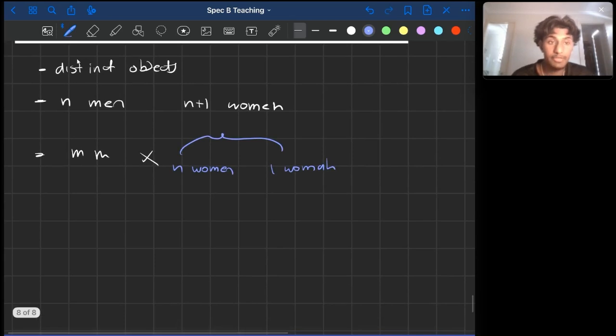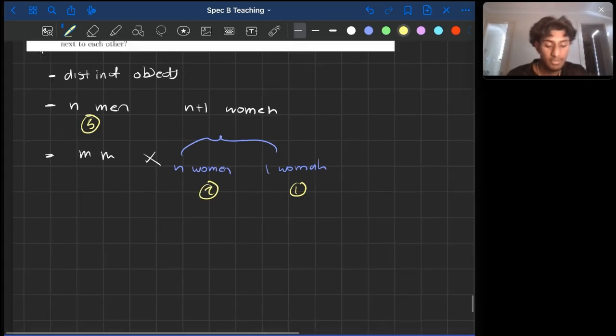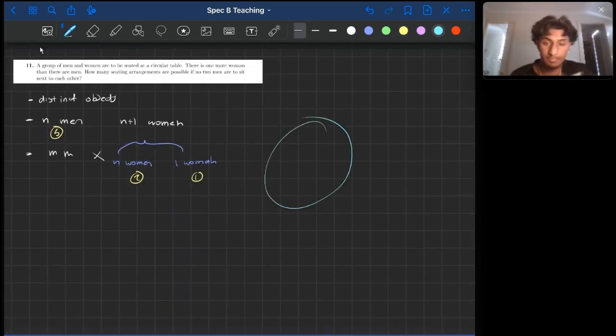Now we have 3 groups overall that we're putting around this circle: group 1, group 2, and group 3. Because we're fitting n men, n women, and 1 extra woman all around this circular table. So I'm going to start off by arranging groups 2 and 3 and putting them around the circle, and you'll see why I chose to put these 2 groups around the circle first.